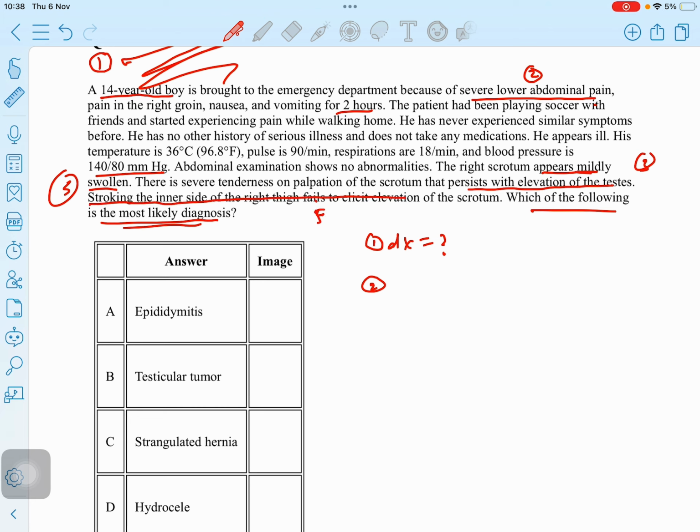Okay, now we are going to make our own question from this. What is the examiner asking? A 14-year-old boy presents to you with severe lower abdominal pain with nausea and vomiting after playing soccer. The right scrotum appears mildly swollen, and upon examination, upon elevation of the testes, the intensity of pain is increased. Also, the cremasteric reflex is negative. What's your diagnosis? What will you think? Torsion. We will say it is a torsion of the testes.